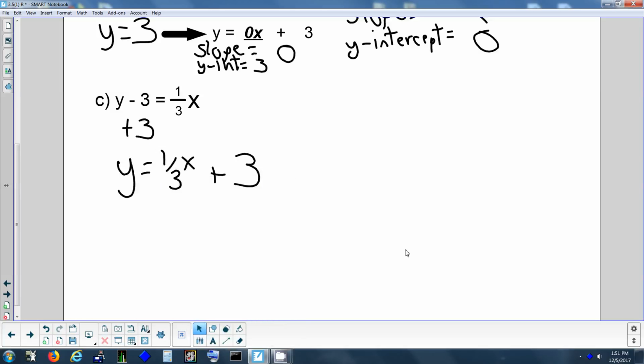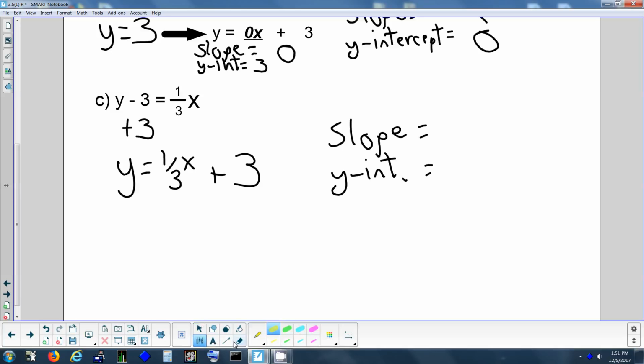Alright, so y was 1/3 x plus 3. Now we need slope, and we need y-intercept. Alright? So, we just had to take one extra step here. We had to get y by itself. All right, we had to get it in slope-intercept form. Gemini, what are you going to tell me?